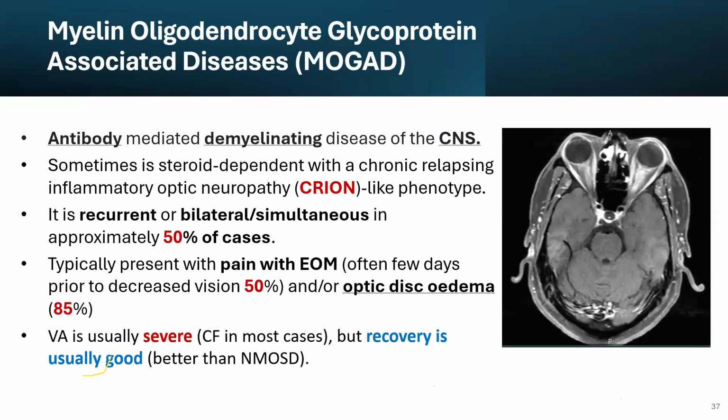MRI features of MOG, as you can see here, is the bilateral enhancement. It's a long segment of enhancement, usually anterior, while in NMO, usually posterior, and in MOG, usually the anterior part of the optic nerve. And you can see the sheath is involved. So if you see involvement of the sheath, it's never MS. So MS never causes perineuritis or optic sheath enhancement.